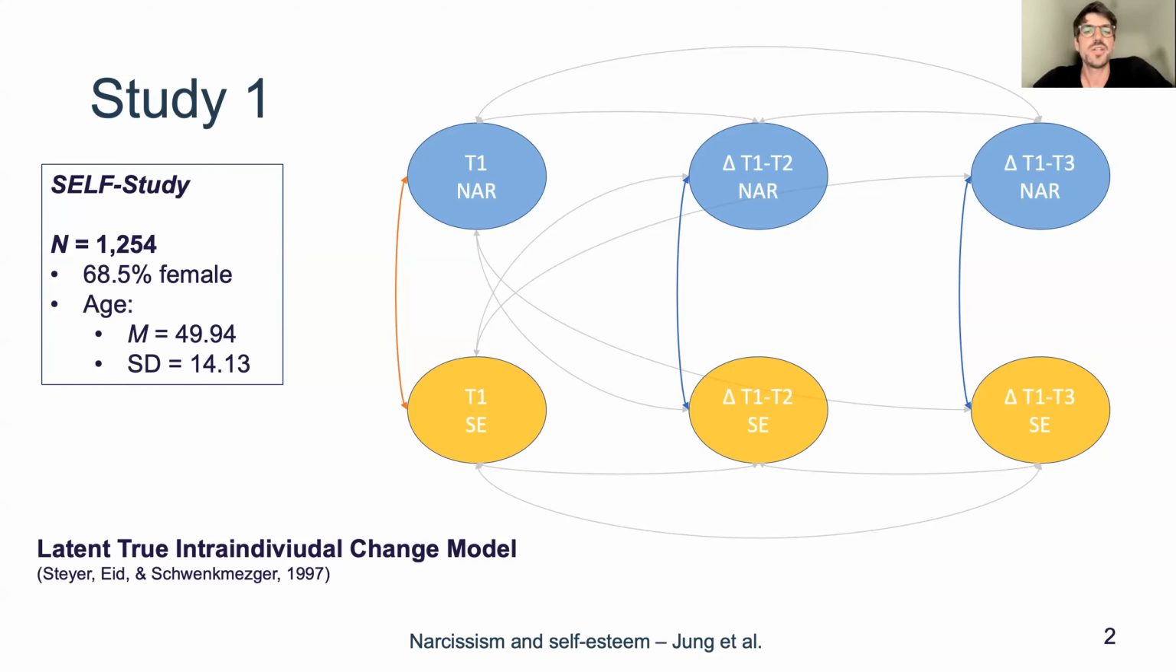The correlated change of narcissism and self-esteem was investigated by simultaneously estimating 2 latent true intra-individual change models, one for narcissism and one for self-esteem. This approach then provides estimates about the cross-sectional association between narcissism and self-esteem, as well as about the extent to which change in narcissism is proportional to change in self-esteem.